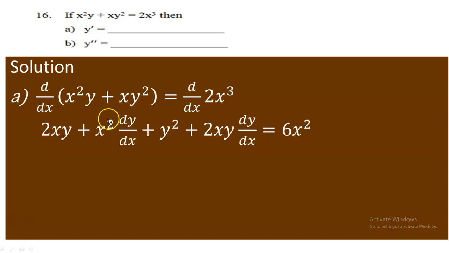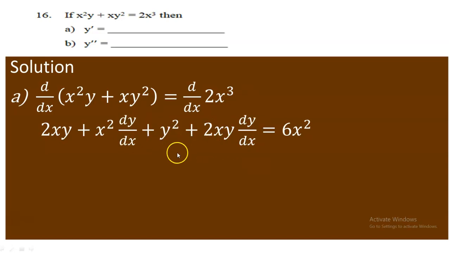Now let's differentiate this expression again. Again, the product rule needs to be used. The derivative of x is 1, so you have 1 times y squared, plus, now when you differentiate y squared with respect to x, 2 comes down, then 2y times dy over dx follows. And this is going to be equal to the derivative of the right side, which is 3 times 2x squared, that is, 6x squared.